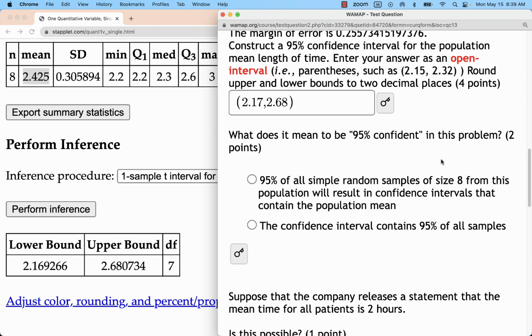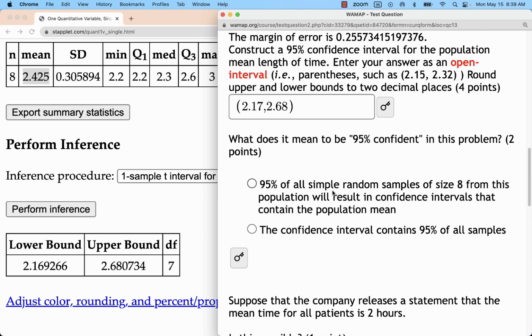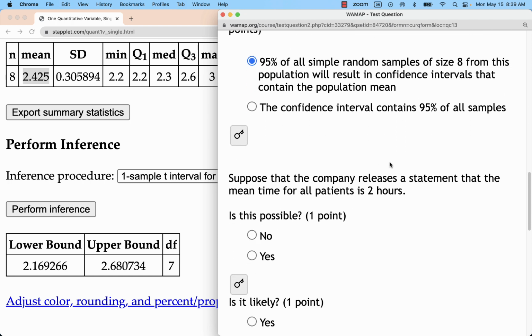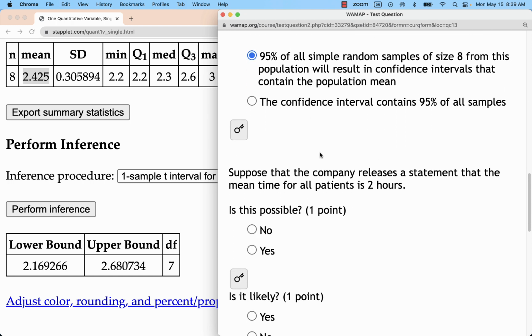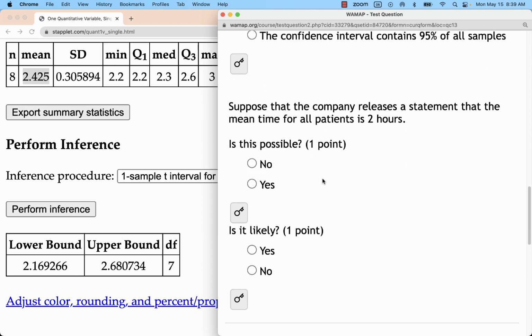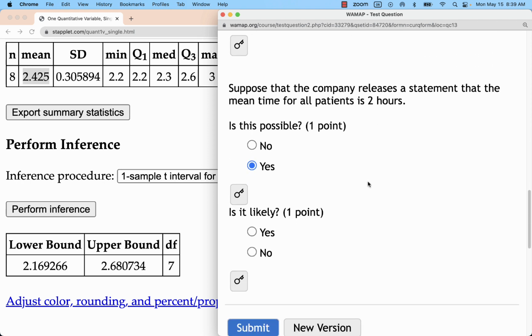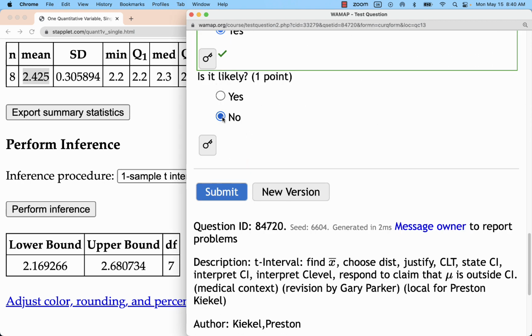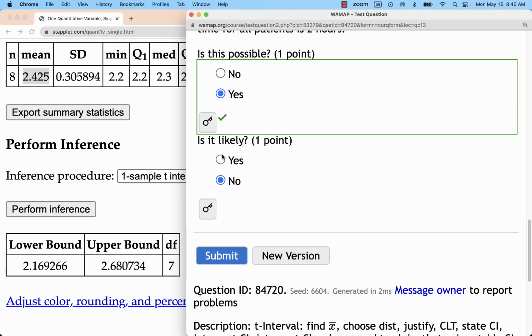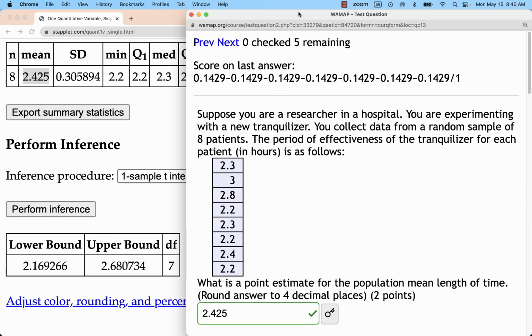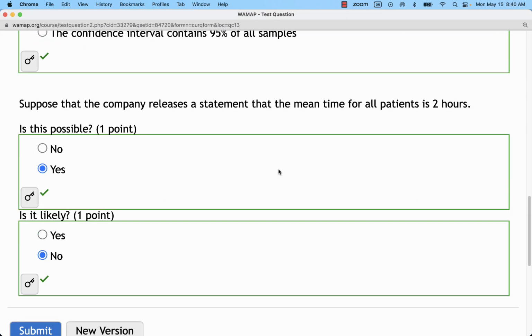To be 95% confident, that means if we were to repeat this, we would get it right 95% of the time. Or in this population, if we were to continue sampling, 95% of those samples will give us an accurate confidence interval, or confidence interval containing the mean. And they could have a mean of 2 hours. Because of sampling error, we only have 95% confidence, not 100% confidence. Is it likely? It is not likely. It is possible, not likely. So there are all those correct answers.